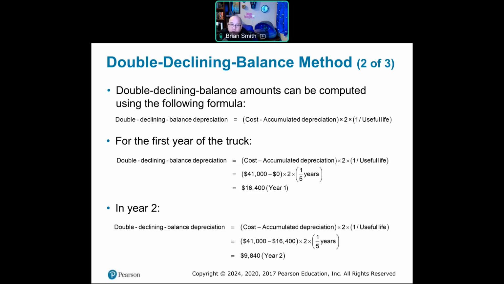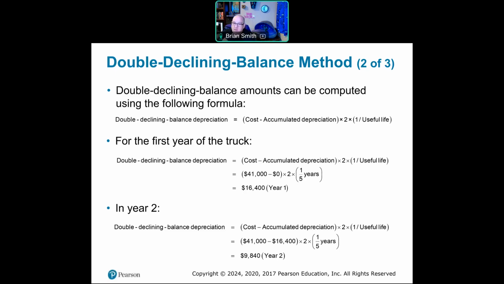Well, in this method, we're not going to be focusing on the residual value. We're going to just subtract out the accumulated depreciation instead. This is going to calculate it for whatever year we're doing. So in the first year, right here, we have 41,000 minus 0 times 2 times 1/5, which is 40% if you combine those. So in year 1, you're depreciating $16,400. Year 2, now you're taking the 41,000, you're subtracting out 16,400. Doing the same math, you're coming up with 9,840.